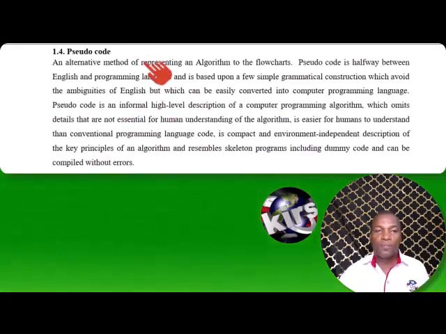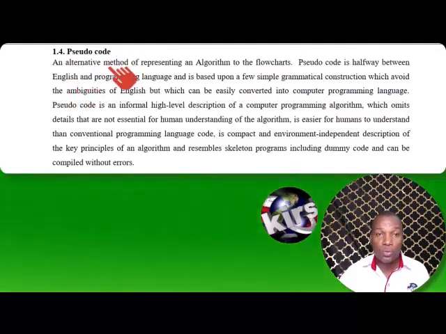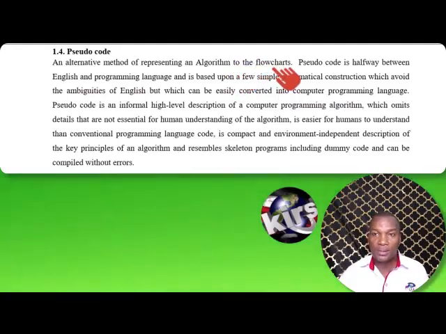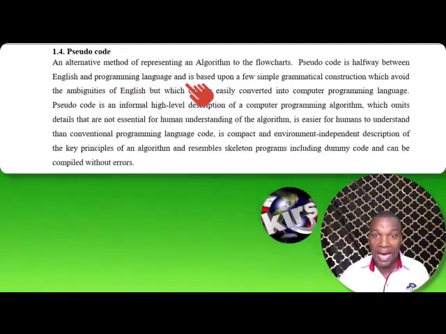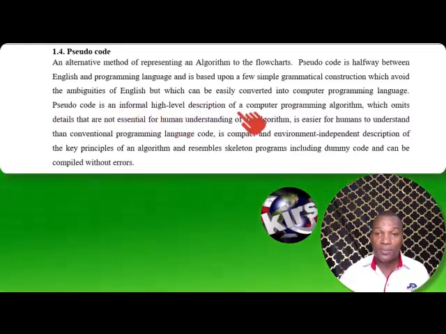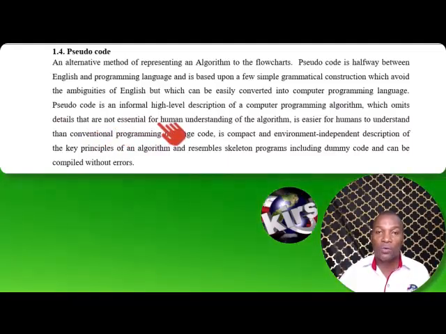Then the other method of representing an algorithm is by use of a pseudocode. Pseudocode is an alternative method of representing an algorithm to the flowcharts. Pseudocode is halfway between English and programming language, and it is based upon a few simple grammatical constructions which avoid the ambiguities of English, but which can be easily converted into computer programming languages. Pseudocode is an informal high-level description of a computer programming algorithm which omits details that are not essential for human understanding of the algorithm.